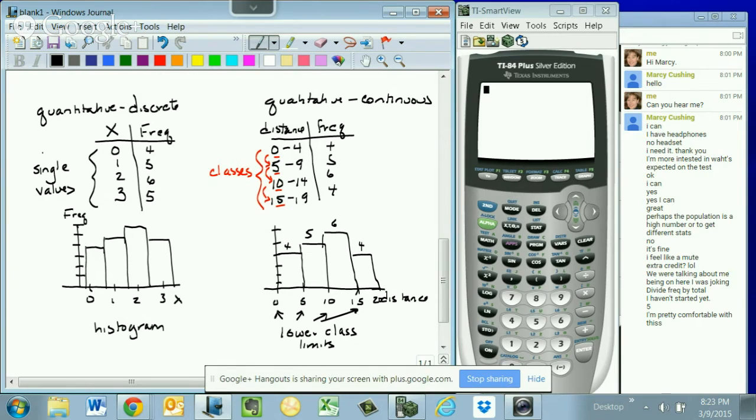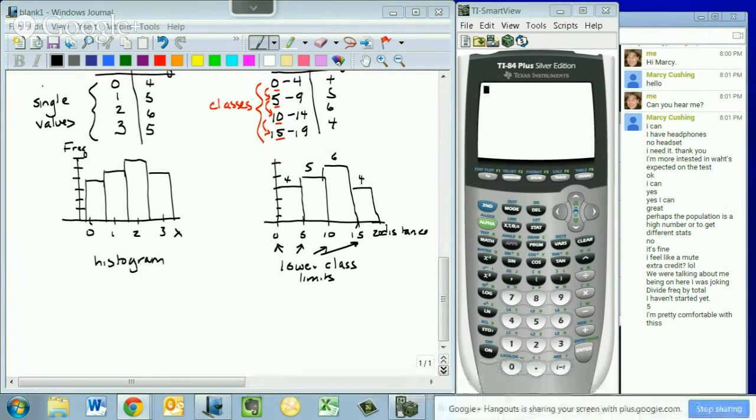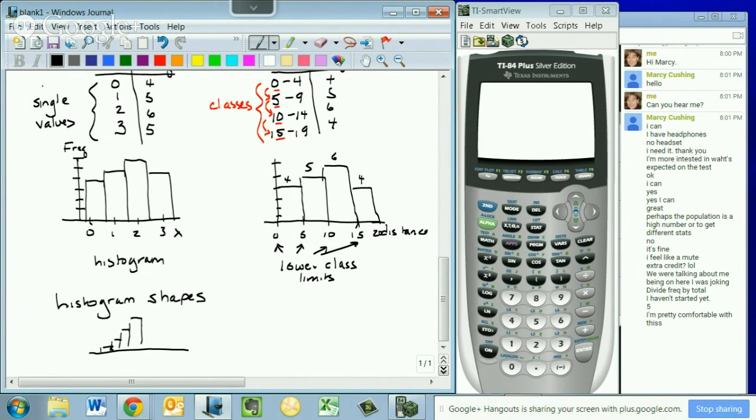Okay, great. All right, talked about different histogram shapes. That's really important. Hang on just for a second. I have to figure out how to move this. Oh, there we go. Okay, histogram shapes. So you could have a symmetric shape histogram. That's a histogram with a symmetric shape.